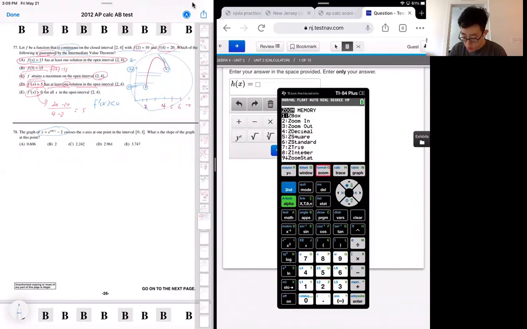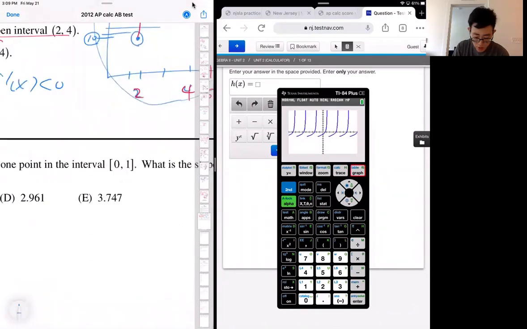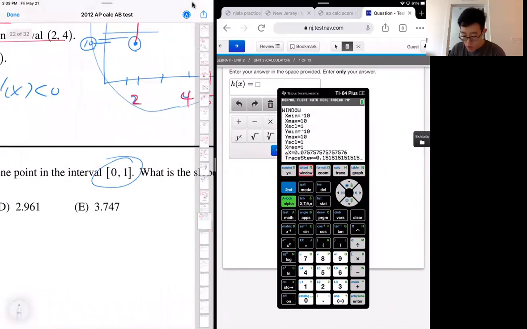And I want to set my window to be the same as before. So if you go to zoom and press 6, zoom standard, it just gives you that. Okay. And I believe I need to be in radians mode just to have a better graph. Yeah, there we go. So that is the graph that we're talking about. Oh, I'm sorry. They actually give you the interval of 0, 1. So what we want to do is make x min 0 and x max 1 like this in our window settings. And there we go. That's the graph that I'm talking about here.